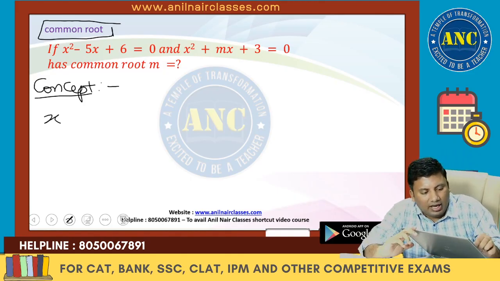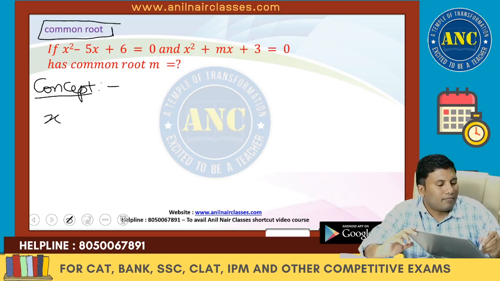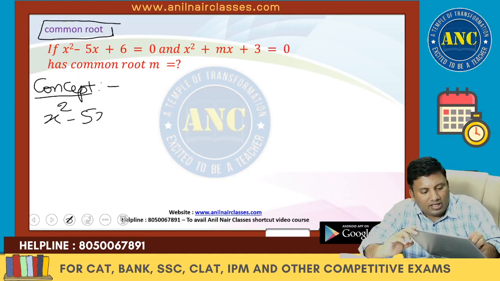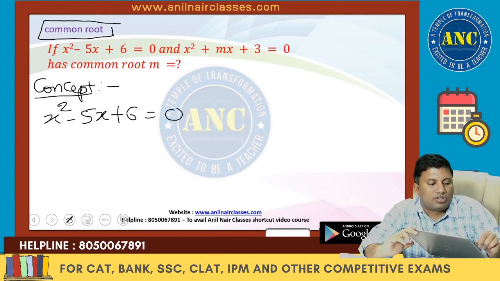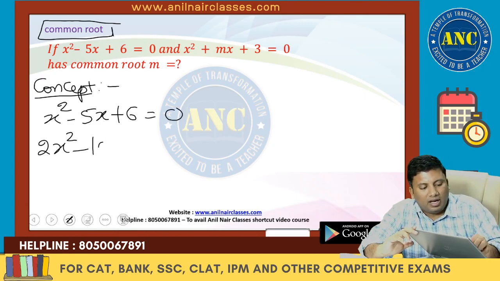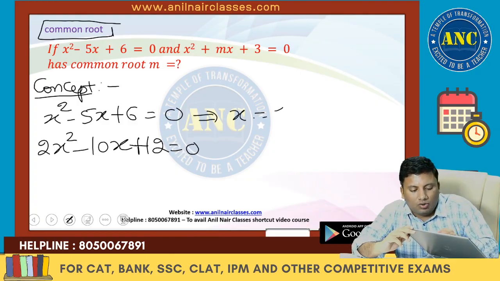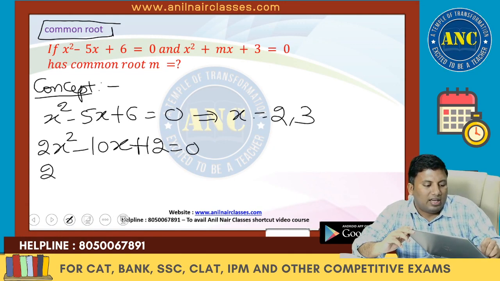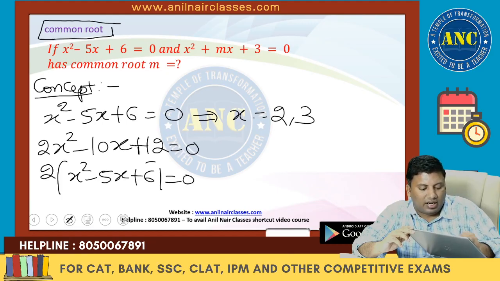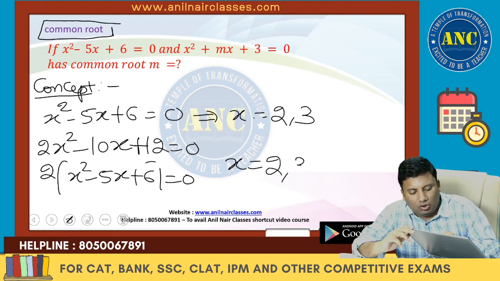Now see here. X square minus 5x plus 6 equivalent to 0. 2x square minus 10x plus 12 equivalent to 0. What are the roots for this equation? The roots for this equation are 2, 3. If I take common 2 into x square minus 5x plus 6 equivalent to 0, again the roots are 2, 3.